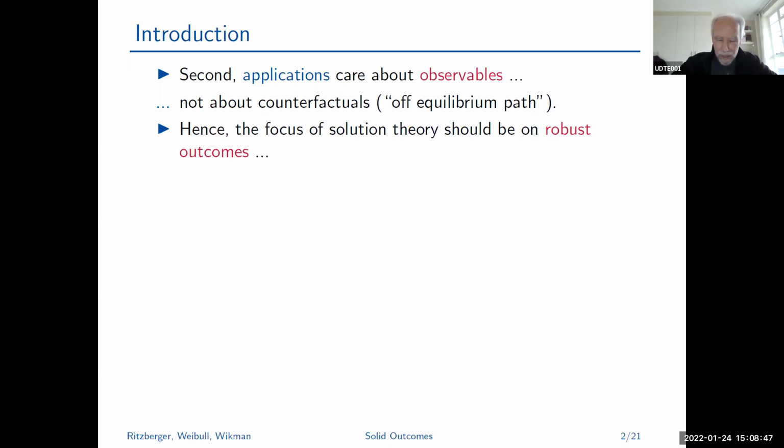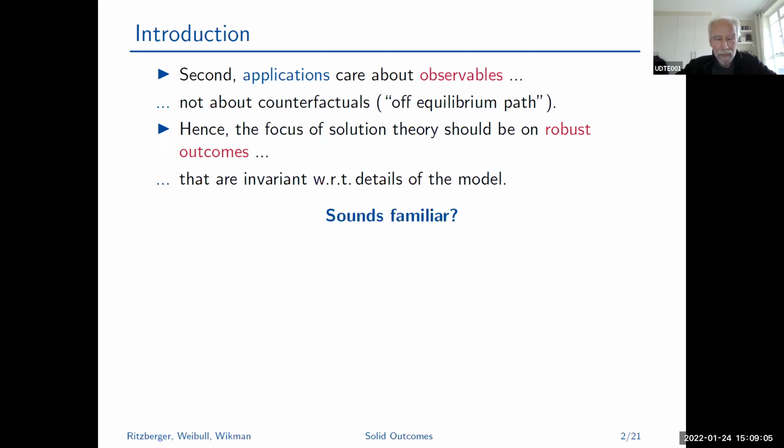So when you take this approach that you want robust, observable outcomes that are invariant with respect to details of the model, then of course, that will ring a bell to many of you, at least the older ones. Sounds a bit familiar, right? It does. Of course, what comes to mind immediately is the refinements of Nash equilibrium debate in the 1980s and 90s, and of course, strategic stability later on.